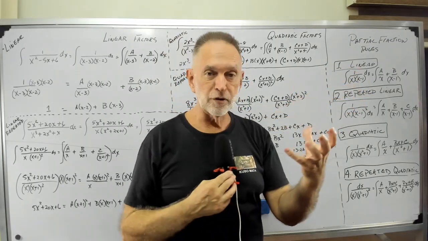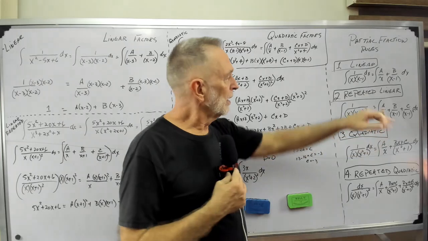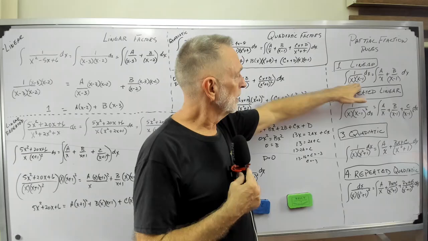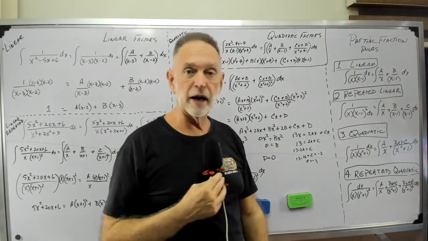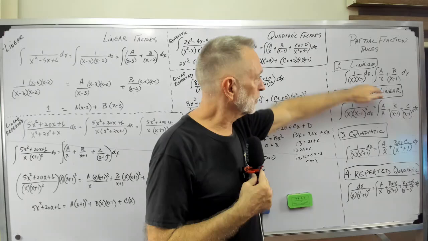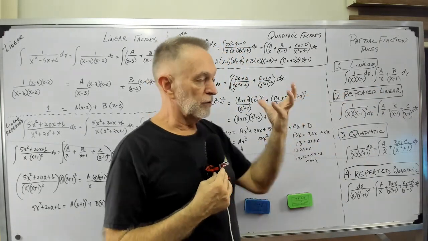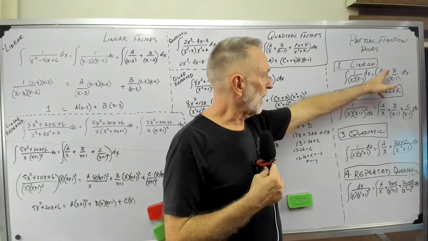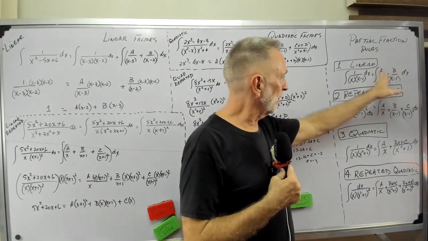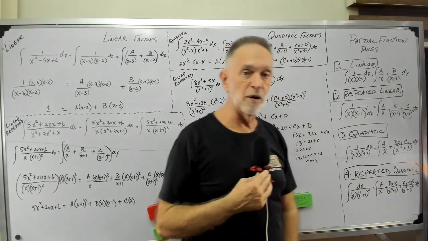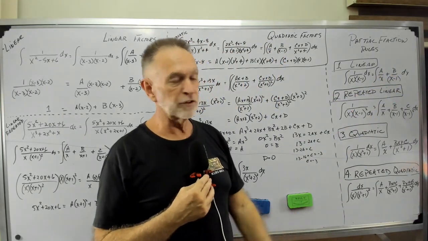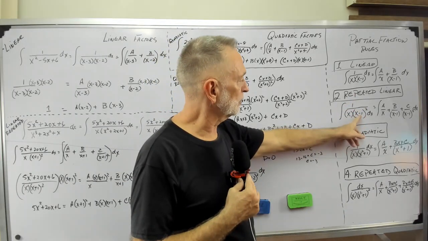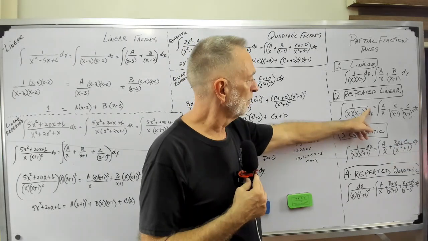If you factor the denominator and you end up with 2 linear terms, in this case I have the integral of 1 over x times x minus 1. You can put those into 2 fractions: the integral of a over x plus b over x minus 1. That's simple. If I have a repeated linear term, in this case the x minus 1 is squared.